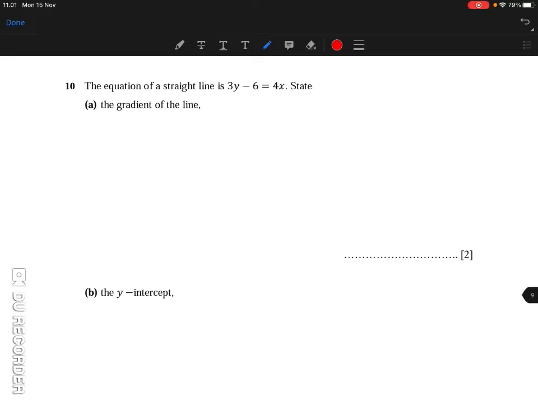Alright, if you want to find the gradient, make sure you make y equals to something. But we still have 3y minus 6 on the left side, right? Now, copy the equation first. After that, leave this 3y alone on the left side. It means you have to erase this negative 6 by adding 6. This one is going to be 0, and the remaining is 3y. So you will have 4x plus 6 there.